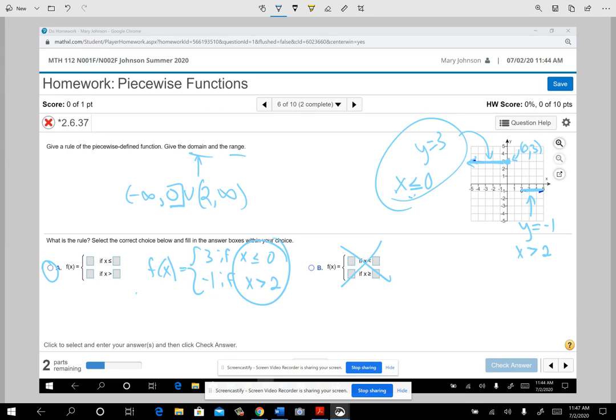All right. Now the range is really just two numbers. Your y values are either -1 or 3. That's it. So for the range, you're going to use set brackets, and you're going to put in the set brackets those two numbers. And it really doesn't matter the order because it's not an ordered pair. It's that your y values are either -1 or 3. Okay.